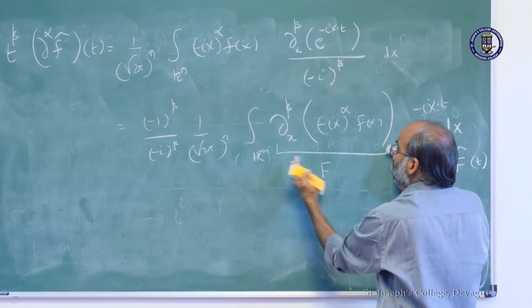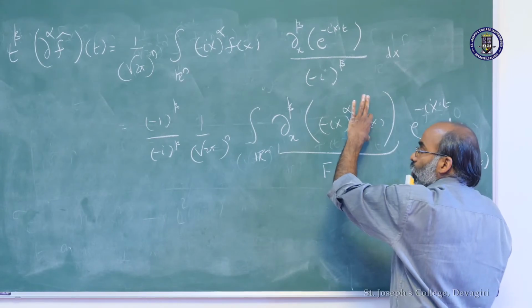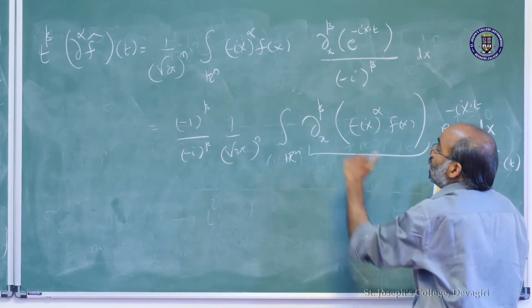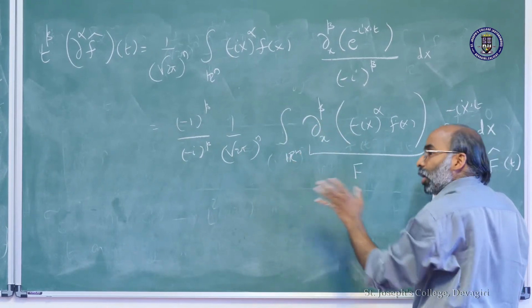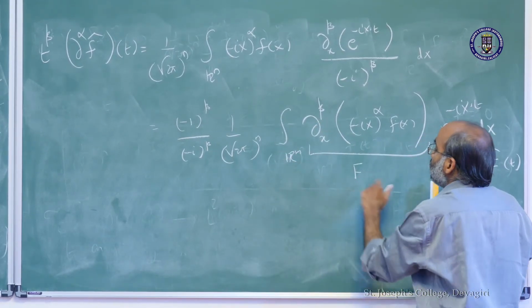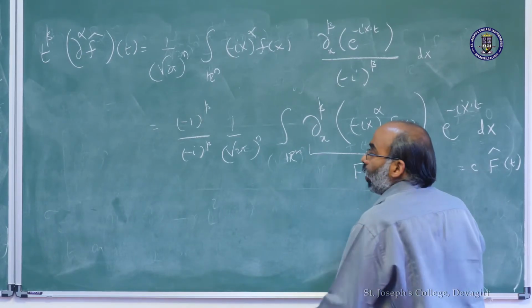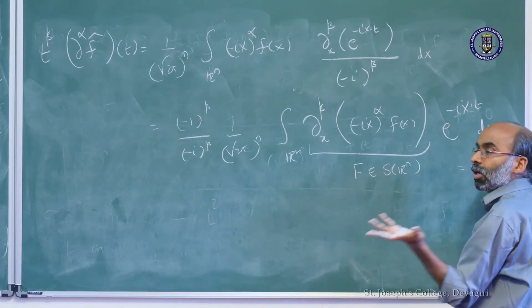What sort of a function is this? I take the function in Schwarz class, multiply by any polynomial, I will still get a Schwarz class function. Differentiate it as many times as I want, I will still get a Schwarz class function. So, this guy is in the Schwarz space. In particular, it is in L1. So, if I take the Fourier transform, I will get a bounded function.